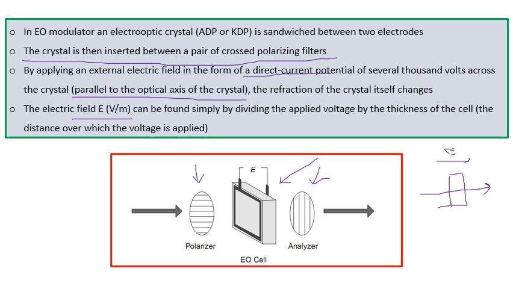So how is it applied? The electric field is applied on both sides of the crystal. The thickness is the thickness of the cell, which is obviously the distance over which the electric field is applied. If this is your crystal, you apply the electric field here, here. So this will be the distance. So the electric field is V over m, volt per meter. This is the distance over which you are applying the electric field. This is how it works.